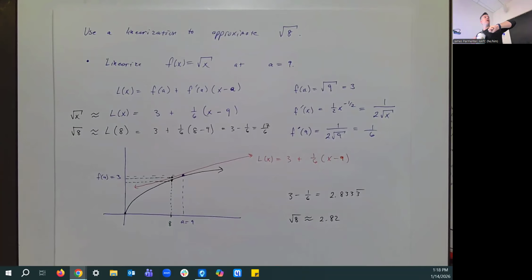Would they tell you to subtract the answer you got by the actual value? Sometimes you're asked to find the error, yeah, in your estimate versus the actual value. It's not something I typically like to do, but yes, that's a thing we could be asked to do.